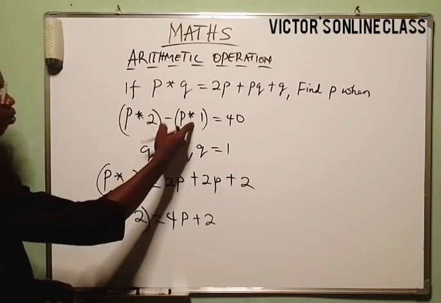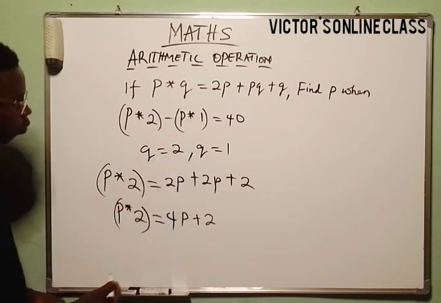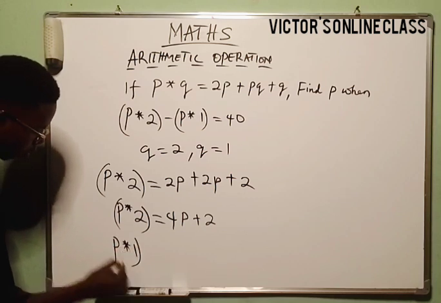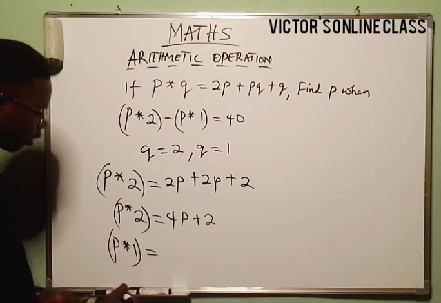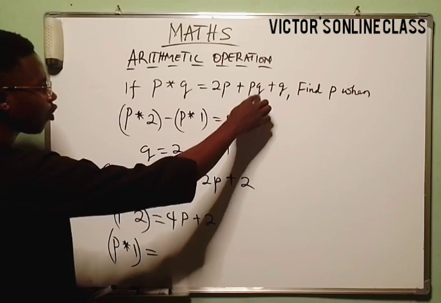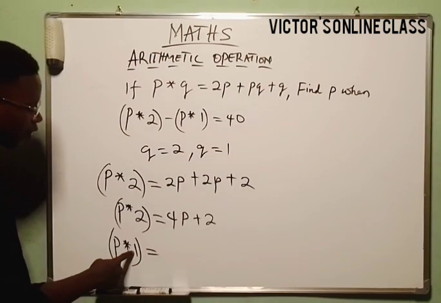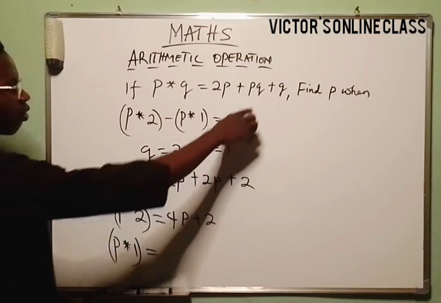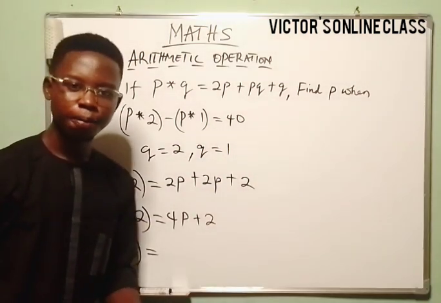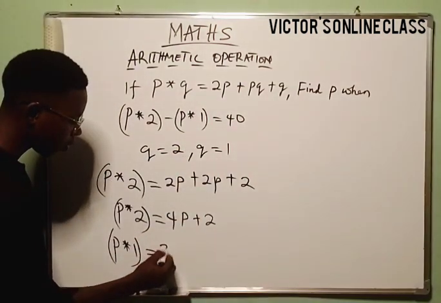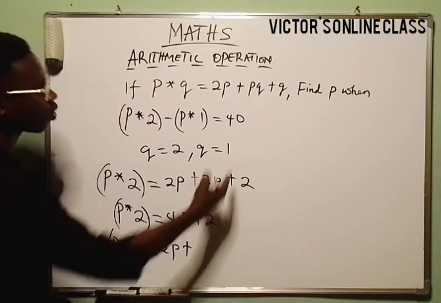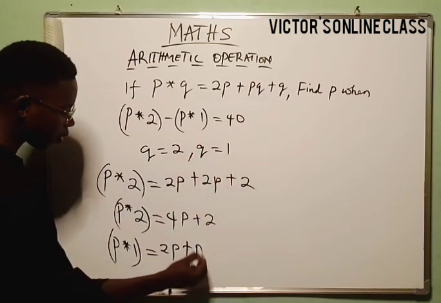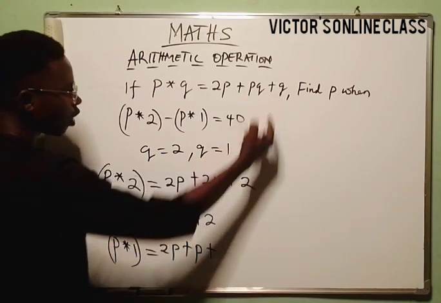Now, let us do it for P asterisk 1. Which means that anywhere you see Q, because here we have the value of Q as 1, which is Q equal to 1, anywhere you see Q, you put it as 1. Now, you have here 2P plus, this is Q. Q is 1. 1 times P will give me P. Plus Q here is 1.